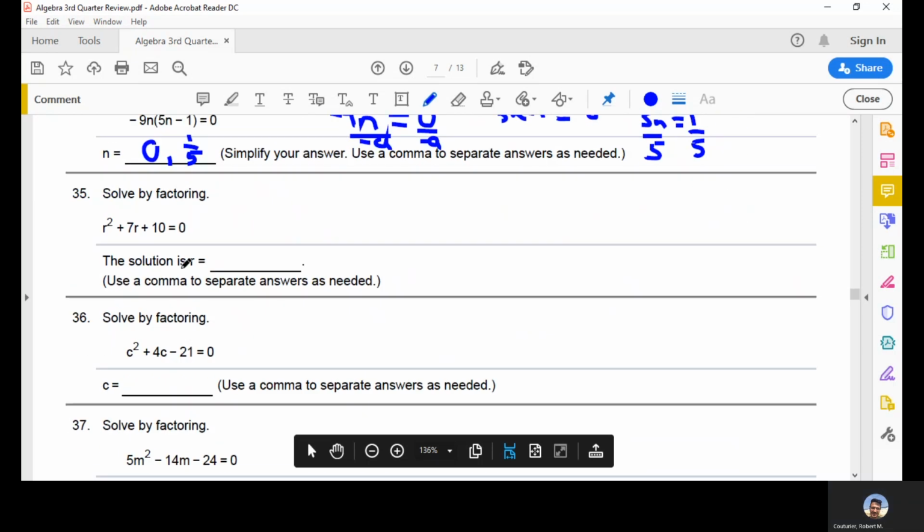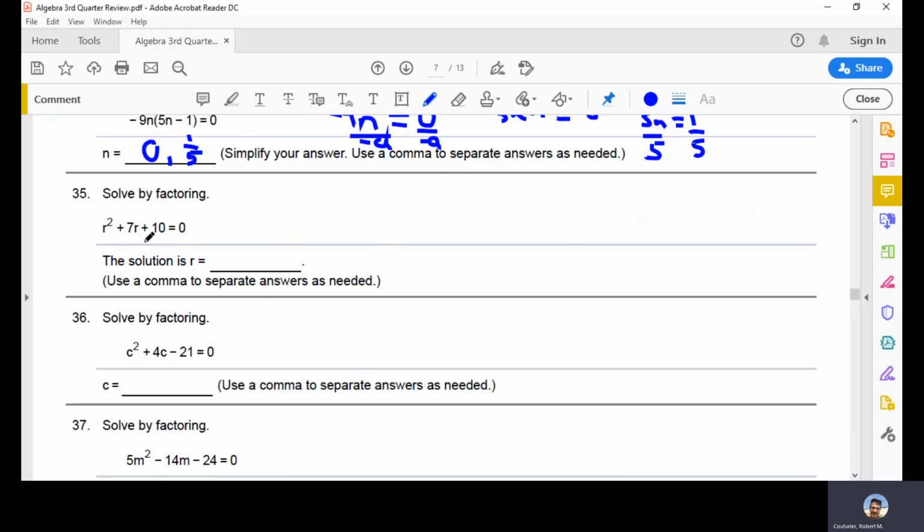Great. 35 is now a factoring problem. Okay, so look, our leading coefficient here is 1. We just did that in our last video. So if you need to refresh, go back to the quarter 3 part 3 video. But this is the easy one. When the leading coefficient, or A, is 1, it's super easy. Identify C. So C is 10.